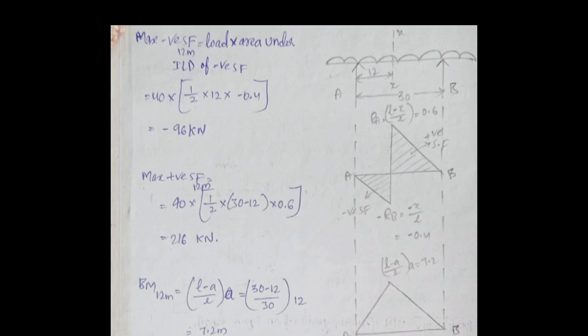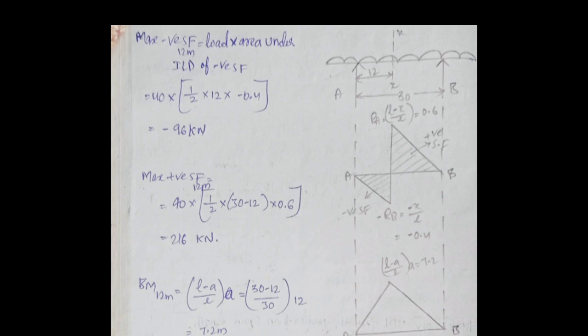So maximum negative shear force equals load into area under the ILD of negative shear force. That left side part of negative shear force takes care of the UDL when it is placed completely towards the left side of the section. So here the load is 40 into area, half into base into height. Height is minus 0.4, base is 12 here, the distance from A to the section is 12. Yeah, that is minus 96 kilonewton.